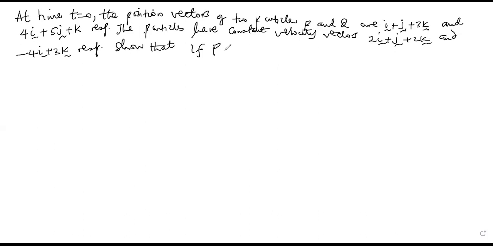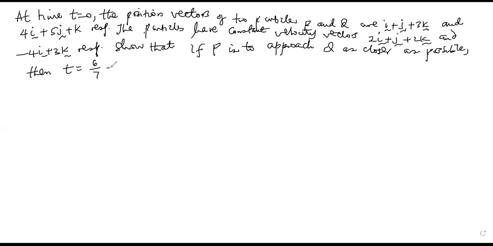Show that if P is to approach Q as close as possible, then t equals 6/7, and find their distance apart at this instant.